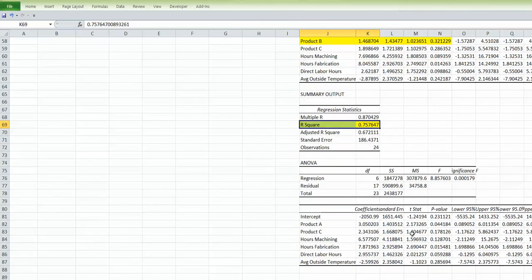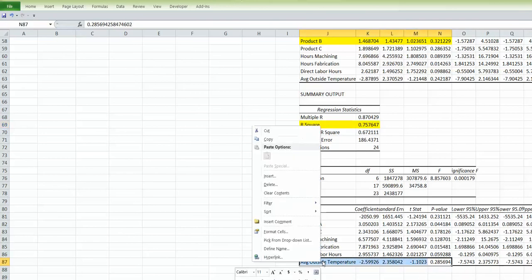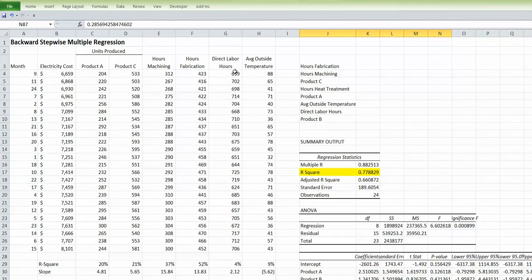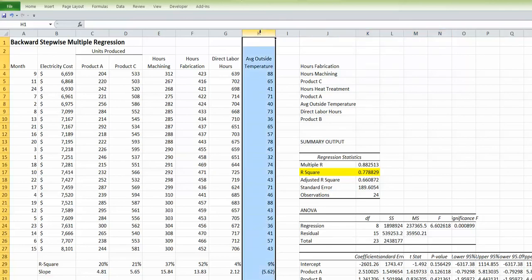six independent variables. In terms of the least significant one, that looks like that would be the average outside air temperature with a p-value of 0.28. So we'll delete our outside air temperature. And notice outside air temperature wasn't one that offered some explanatory power before, but let's go ahead and delete that.